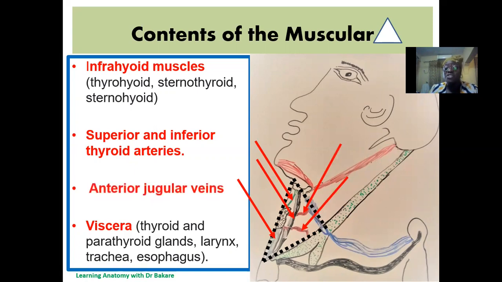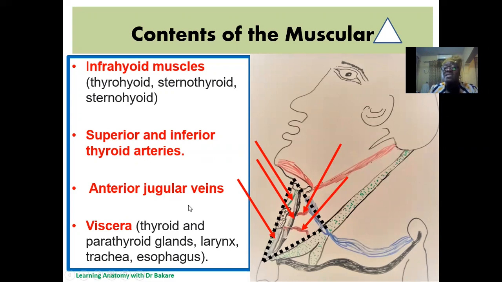We have the anterior jugular vein. We already said that the anterior jugular vein drains the anterior part of the neck. We have the anterior jugular vein being one of the structural components of the submental triangle. So as they descend down, they also extend into the muscular triangle, which is seen below the submental triangle. So we have the submental triangle up here, while we have the muscular triangle just below it.